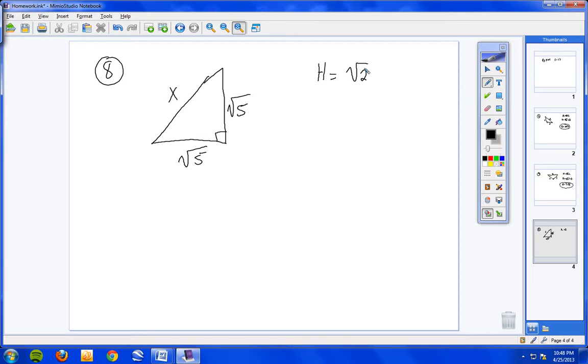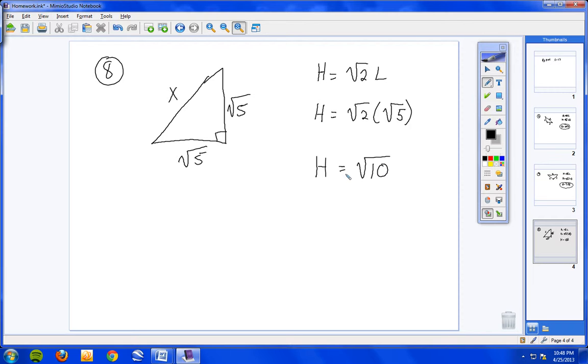She needs to stop. The formula for finding the hypotenuse in a 45, 45, 90 triangle is square root of 2 times L. So where the L is, I'm going to substitute the square root of 5. So now we have square root of 2 times square root of 5, and we have learned how to multiply those. And so square root of 2 times square root of 5 would be square root of 10.